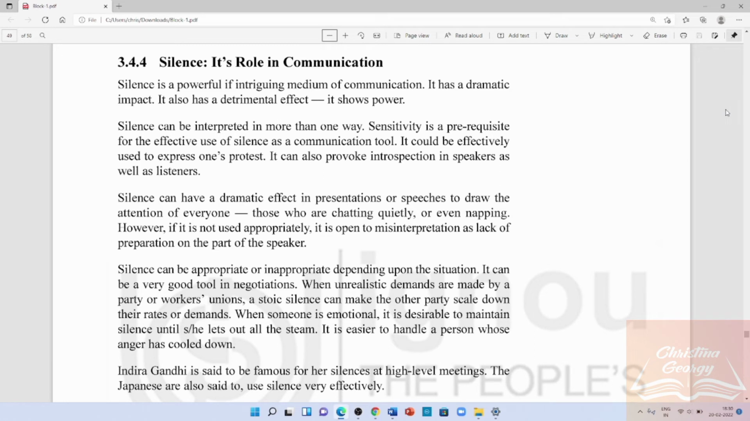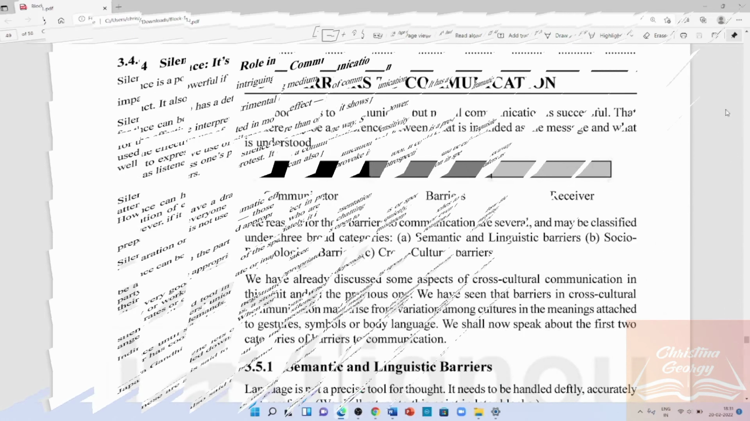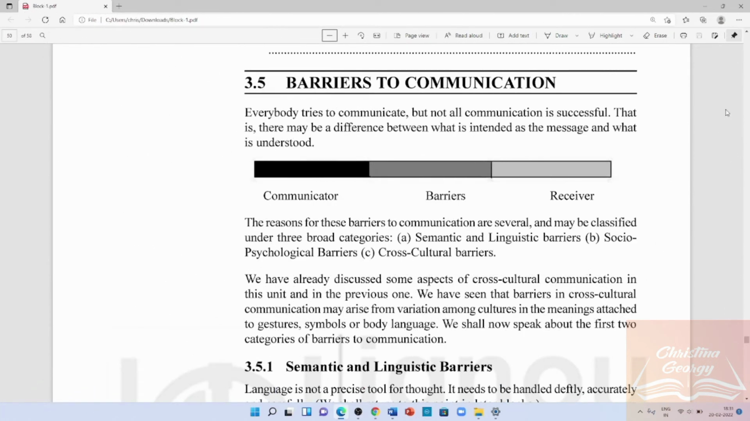Moving on to the barriers to communication. We have already discussed this topic in Unit 1 of Block 1. So let's focus our attention towards semantic and linguistic barriers. Firstly, ambiguity in expression. Every language has words that sound the same but have different meanings. Ambiguity can arise because of such words or expression, whether intentionally or unintentionally.